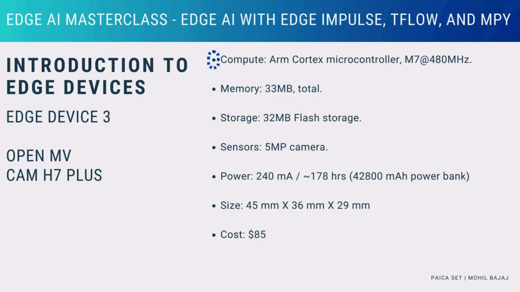The OpenMV Cam H7 is built around a robust ARM Cortex M7 processor, which operates at up to 480 MHz. It includes 33 MB of total memory, 32 MB of flash storage, and uses a 5-megapixel camera as its primary sensor. This compact device measures only 45 by 36 by 29 millimeters and draws about 240 milliampere of power, meaning it can run for nearly 178 hours or over a week on a 42,800 milliampere hour power bank. Also, despite its power and big camera, it's quite affordable at around $85.